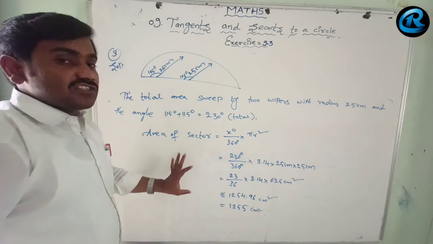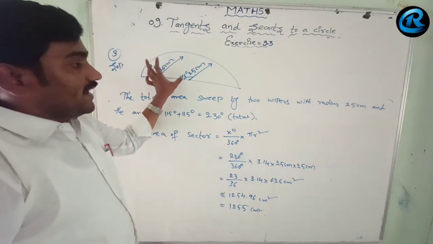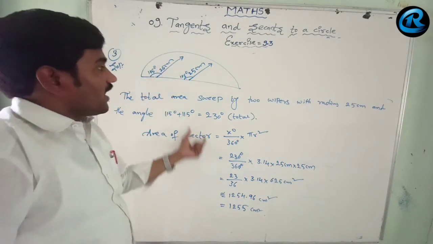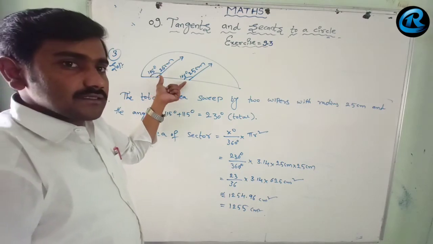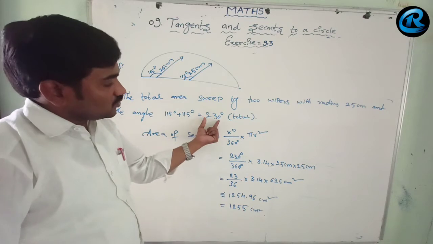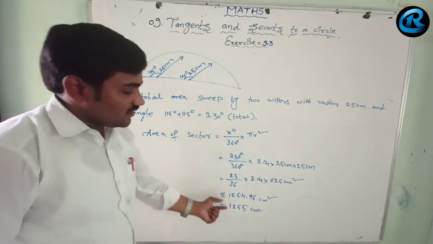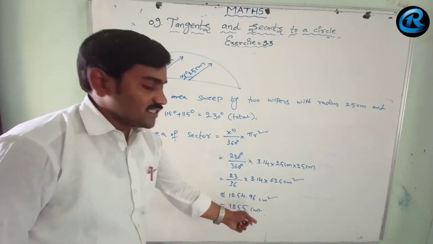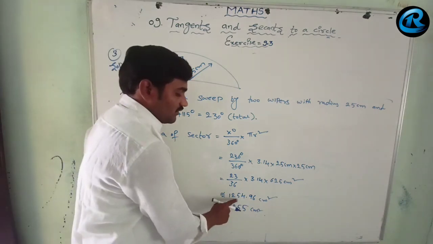So the area swept by these two blades, the area swept by these two wipers with the radius 25 centimeters and total angle 230 degrees, is 1255 centimeters square.